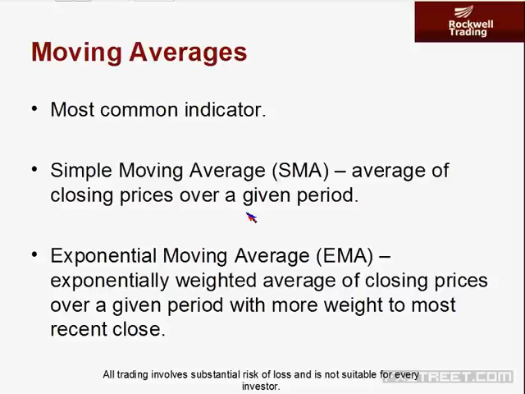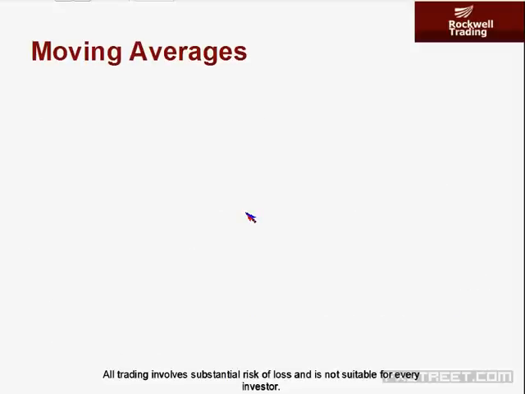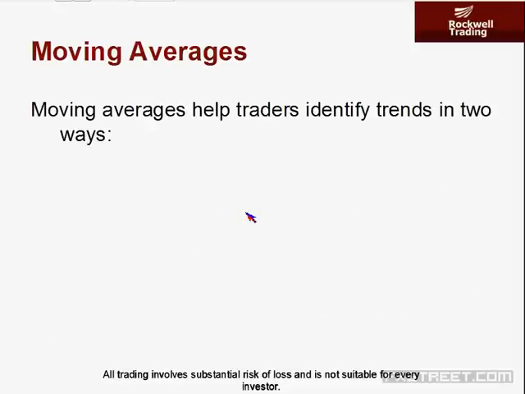Exponential moving average is exponentially weighted, where it takes the closing prices, but there's going to be more weight given to the most recent close. The idea behind that is the most recent trading prices are going to be the most relevant, and instead of each day having the same weight, it's going to be exponentially weighted, so the most recent are given more weight in the actual average.